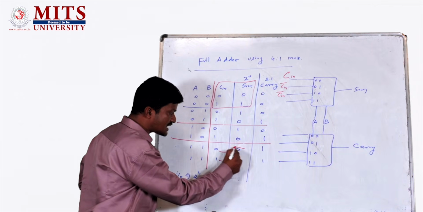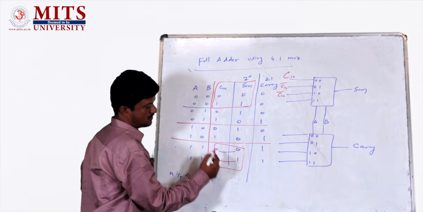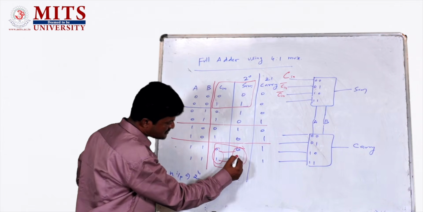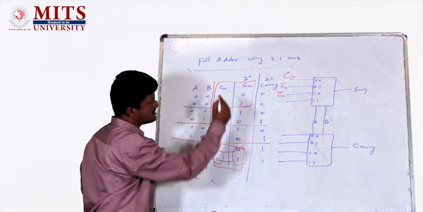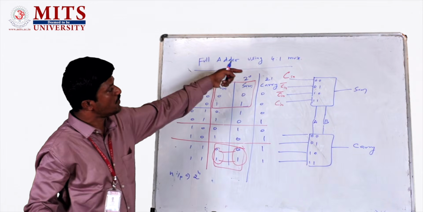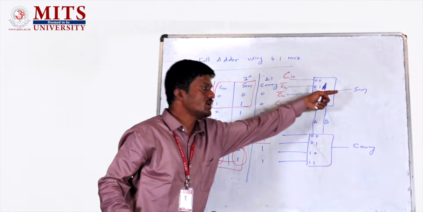So it directly depends on Cn. Whatever the Cn, that will be my sum output. So for this case, sum is nothing but Cn. These will be the 4 data inputs for sum.